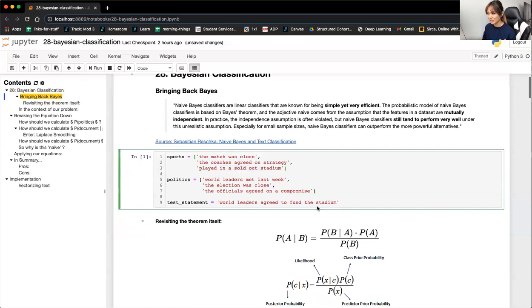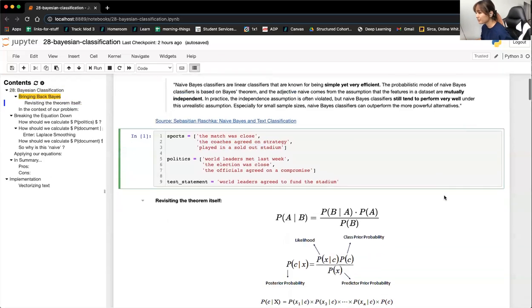And our test statement that we're going to use is a little bit ambiguous: world leaders agreed to fund the stadium. So we're going to see, based on this model, whether this test statement is going to be classified as sports or politics.